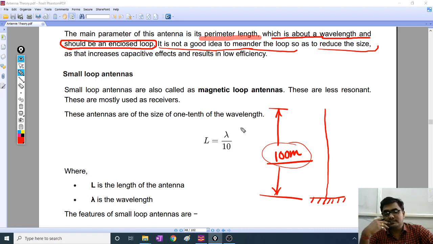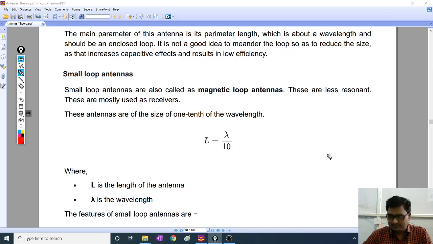But how can you reduce the size? Because I want the length of the antenna to stay the same. It means whatever conductor you are using for the antenna, it should have a fixed length, but I want to reduce the size. See, there is a difference between length and size. Now consider the same example. I have this antenna, a simple monopole, which is 100 meters.